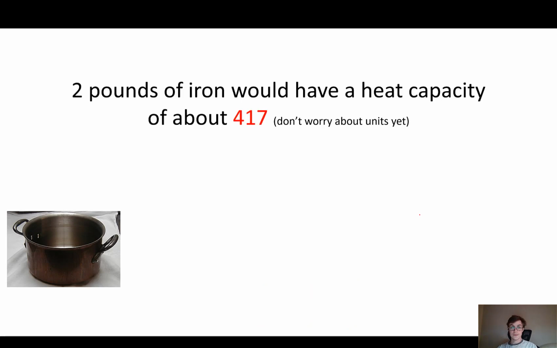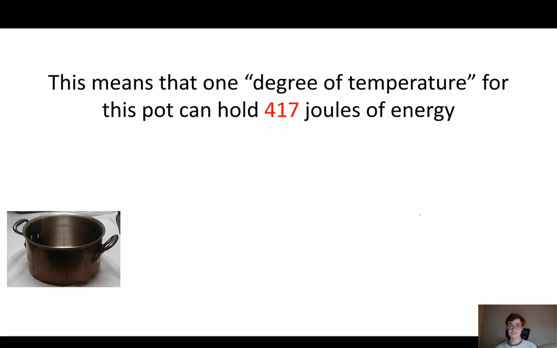So 2 pounds of iron, like this pot, has a heat capacity of about 417. Don't worry about where I got that number. Don't worry about the units. This means that if the pot's temperature goes up by 1 degree, it's going to hold 417 joules of energy. Every degree is 417 joules. That's how much it can hold.